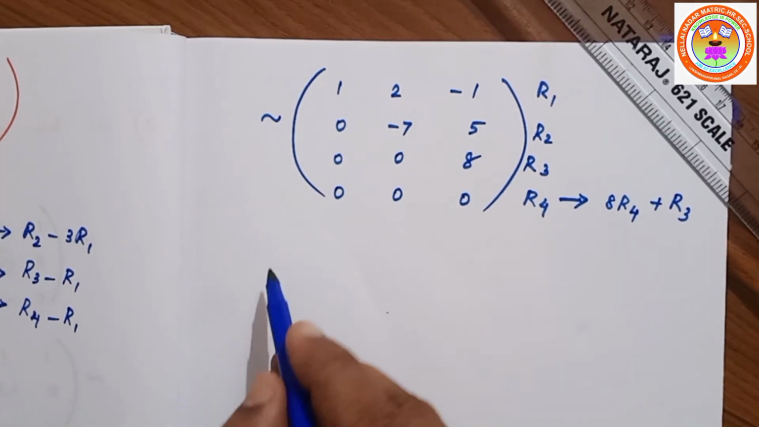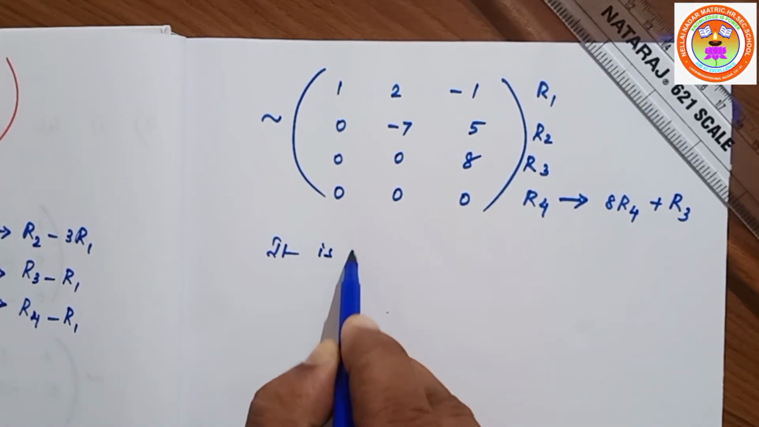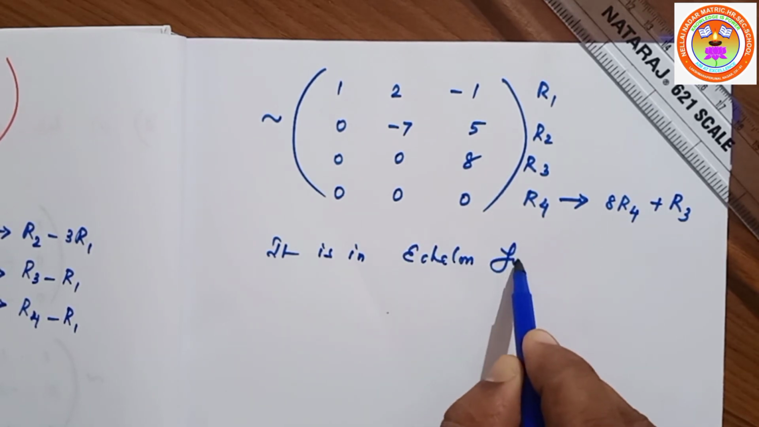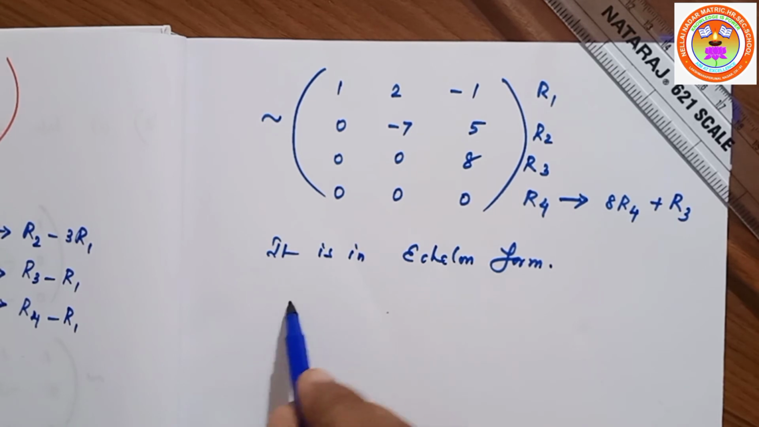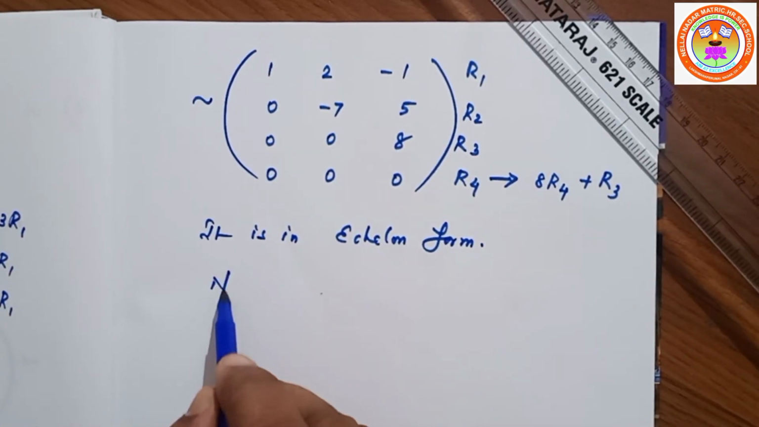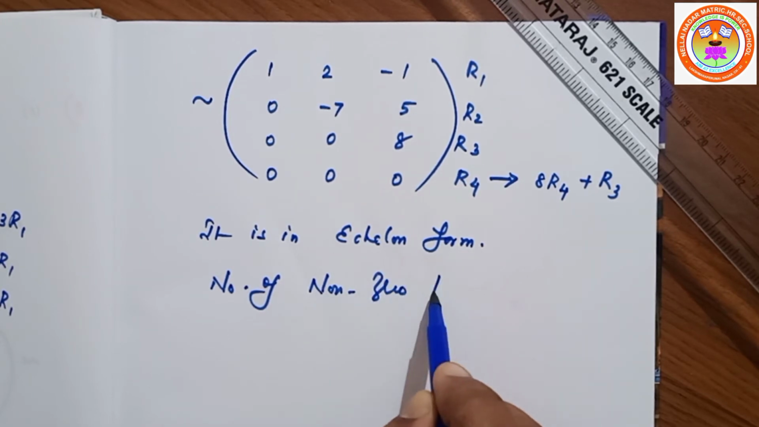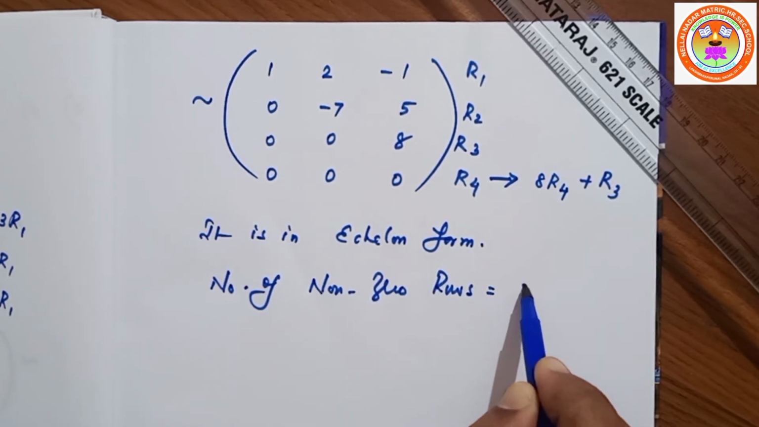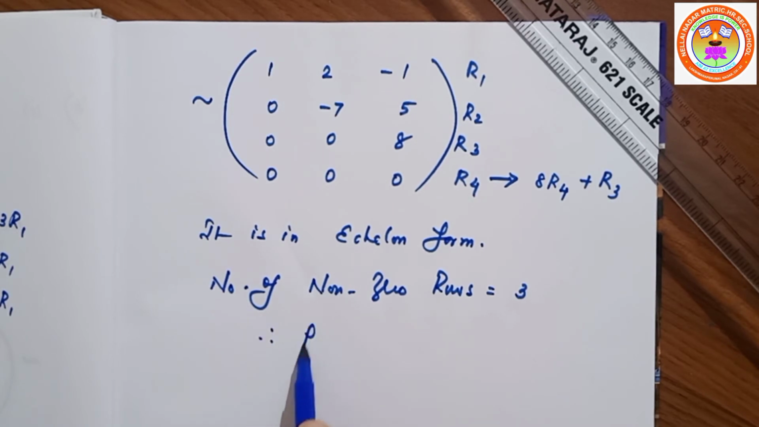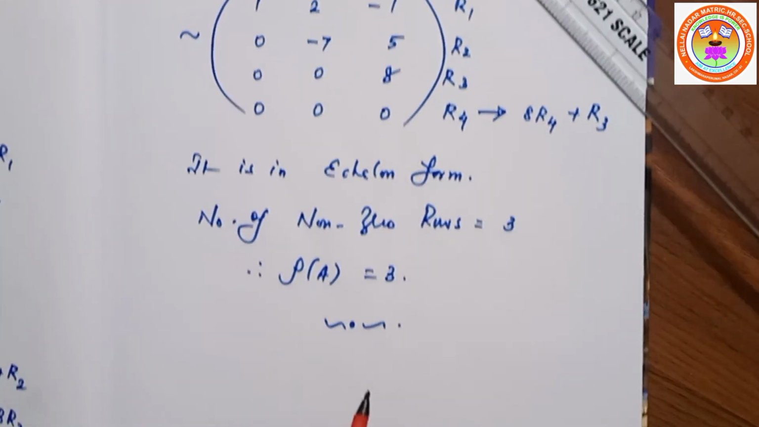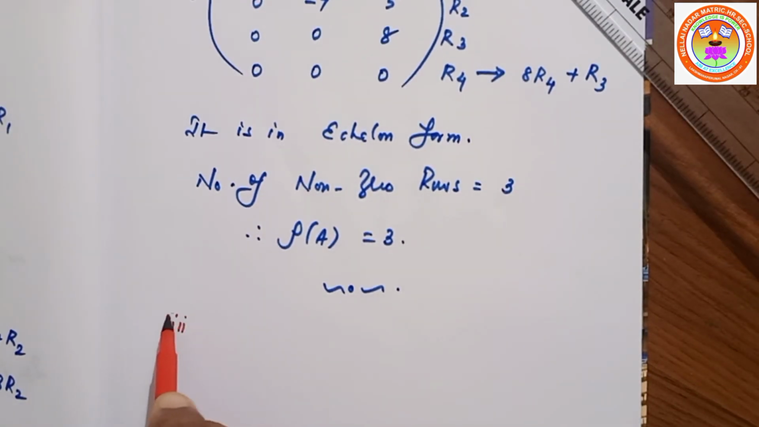Have to write the result. It is in echelon form. Number of non-zero rows is equal to 3. Therefore rank of A is equal to 3. So subdivision 2 is also over. Then I'll be teaching the last subdivision, that is subdivision number 3.